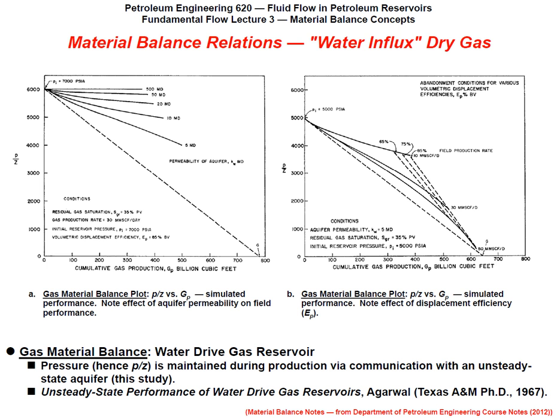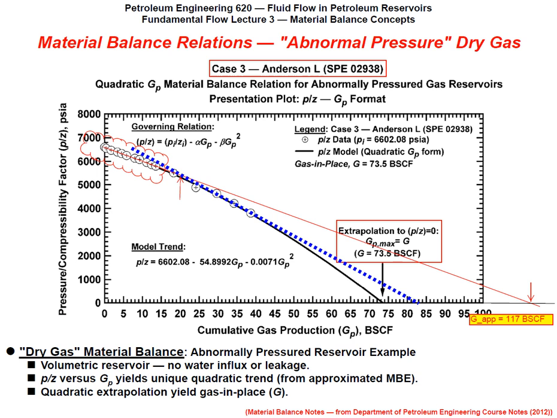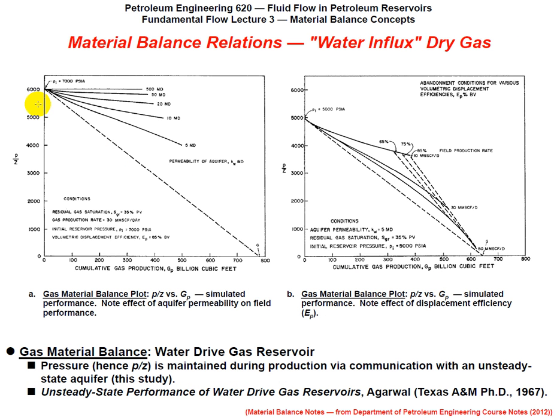Now water influx is completely different than abnormal pressure. In the case of abnormal pressure, you have what appears to be a normal pressure line, and then you have a secondary line that comes in like that. In the case of water influx, it looks like this. This is the correct trend, by the way.